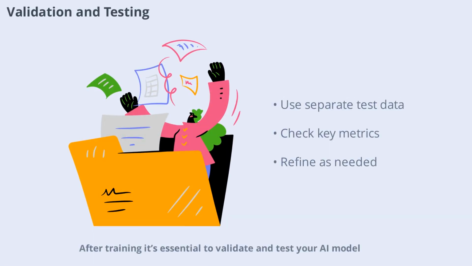After training, it's essential to validate and test your AI model. Use a separate dataset that the model hasn't seen before to evaluate its performance. Look for metrics such as accuracy, precision, recall, and F1 score to assess how well your model performs. Testing helps you identify any weaknesses or biases in your system. Make adjustments as needed and repeat the process until you achieve satisfactory results.